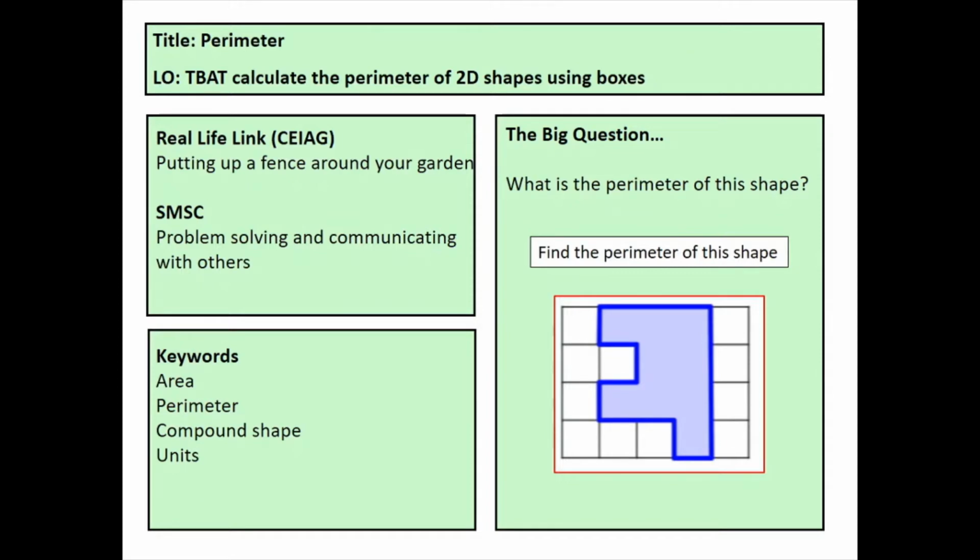Some of the keywords that we're going to be looking at today are area, perimeter, compound shapes and unit. We've got the big question on the right hand side. Hopefully you'll all be able to do this by the end of this lesson.